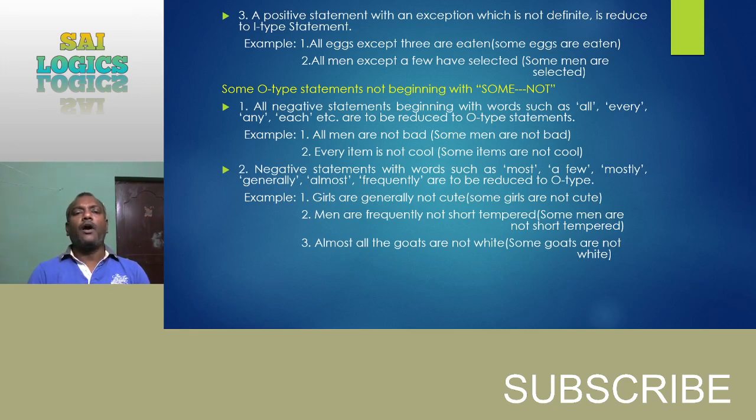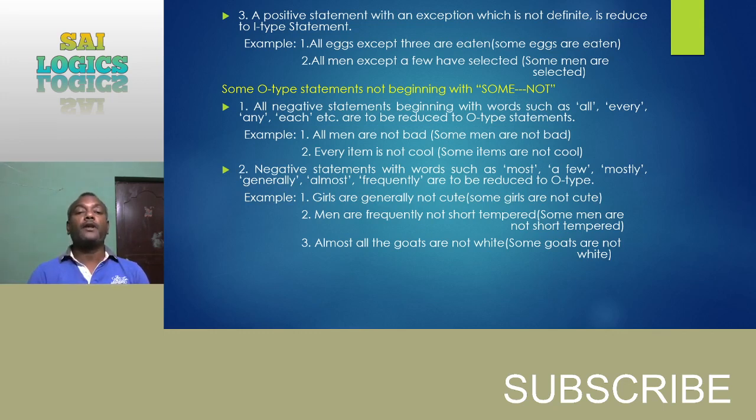Second example, all men except a few have selected. So this statement is also having some exception, and this is also a positive statement. So we can reduce it to some like this: some men are selected.